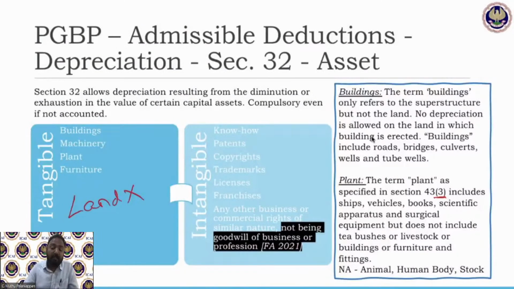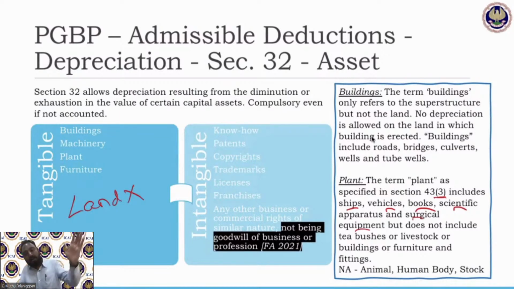We already saw something else. We saw section 43 clause 5 defining speculative business. Here we are talking about the definition of plant, which is defined under section 43 clause 3. So 43 is a definition section. Plant, it says, includes ships, vehicles, books, scientific apparatus, and surgical equipment.